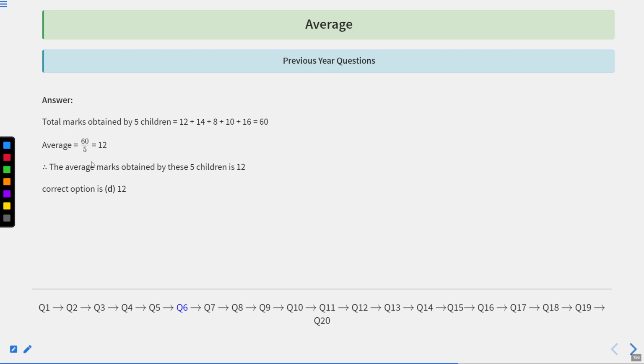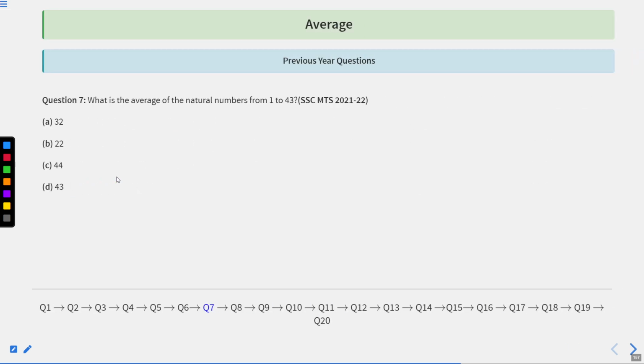So, the total of marks obtained by 5 children will be 12 plus 14 plus 8 plus 10 plus 16 equal to 60. There are 5 children, so 60 upon 5 is equal to 12. So, the correct answer here will be option D, 12.